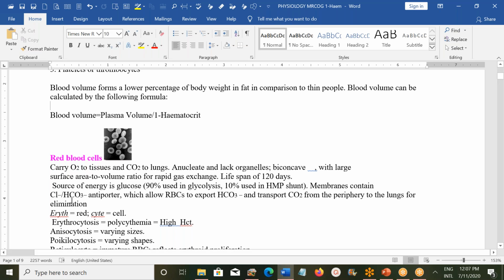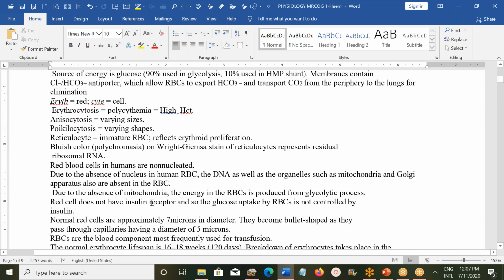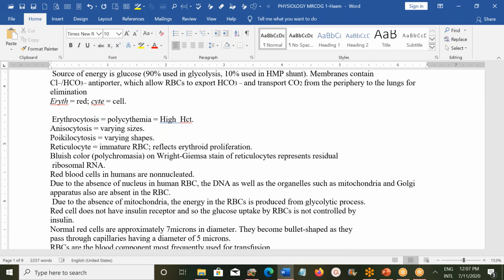The membranes contain chloride and the bicarbonate antiporter system, which will allow RBCs to export bicarbonate and transport carbon dioxide from the periphery to the lungs for elimination. That is the basic purpose of circulation. Erythro means red and cyte means cells. Erythrocytosis means that the number of the RBCs has increased, like you will see in cases of polycythemia, so high hematocrit. Anisocytosis means that the RBCs are of different shapes. Some have an irregular surface, some are pointed, and some are elongated.